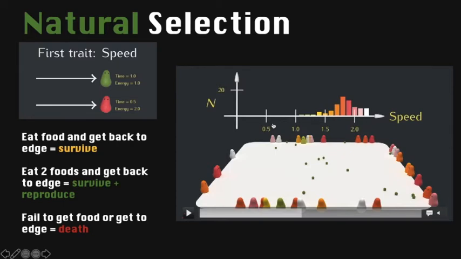And so we can say here that this population of organisms evolved, that natural selection favored a faster speed because someone with a faster speed could get more food.